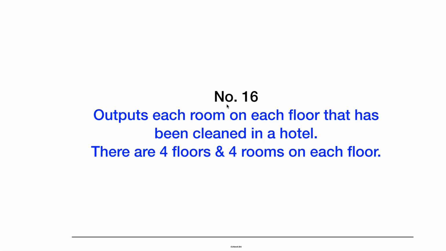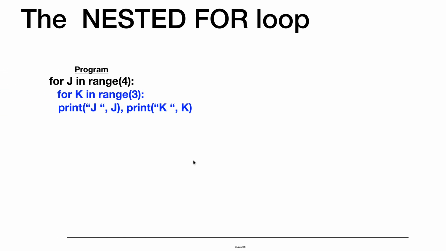Okay, for number 16, write a program which outputs each room on each floor that has been cleaned in a hotel. There are 4 floors and 4 rooms on each floor. Now when we look at the output, it will become clear what is actually meant by this question. Okay, we need to look at the nested for loop for this. So if we have a program, say, for j in range 4, for k in range 3, print j, print k, what does this mean?